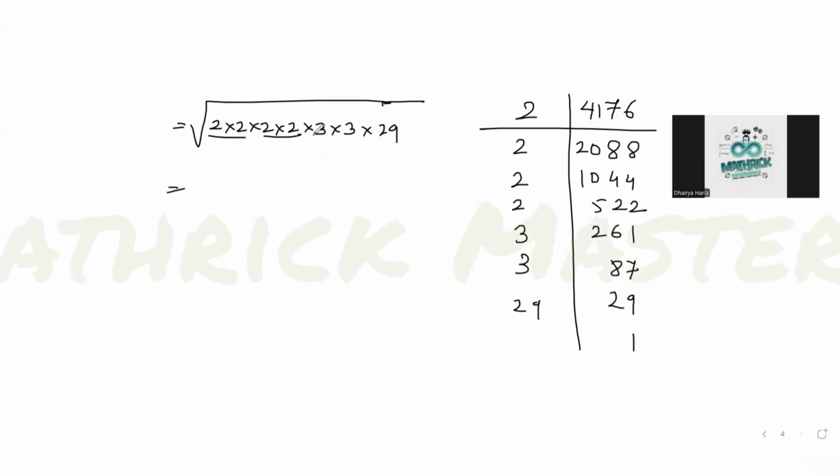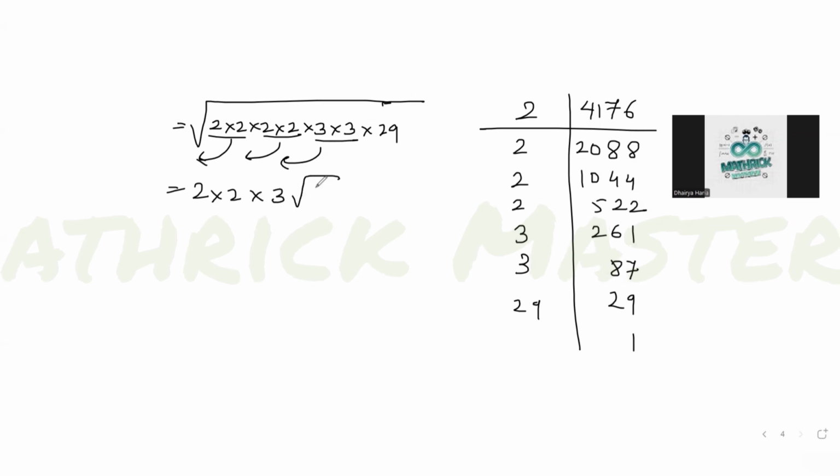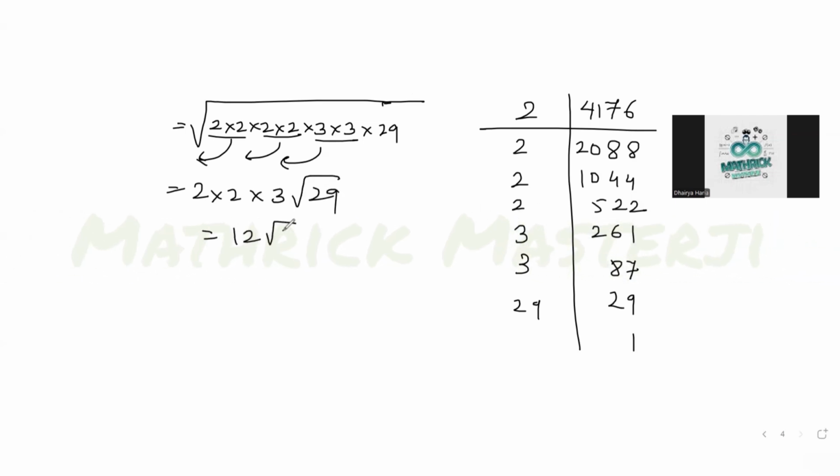So the pairs of same numbers, I'll underline them and can take that out. From this pair, I get 2 out. From this pair, also 1 more 2 out. And from this pair, a 3 out. Root 29, so it gives me 12 root 29.